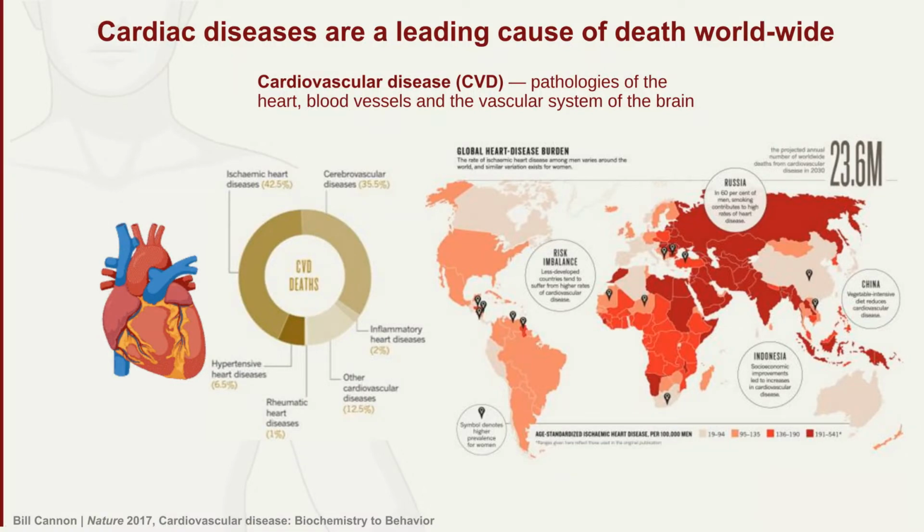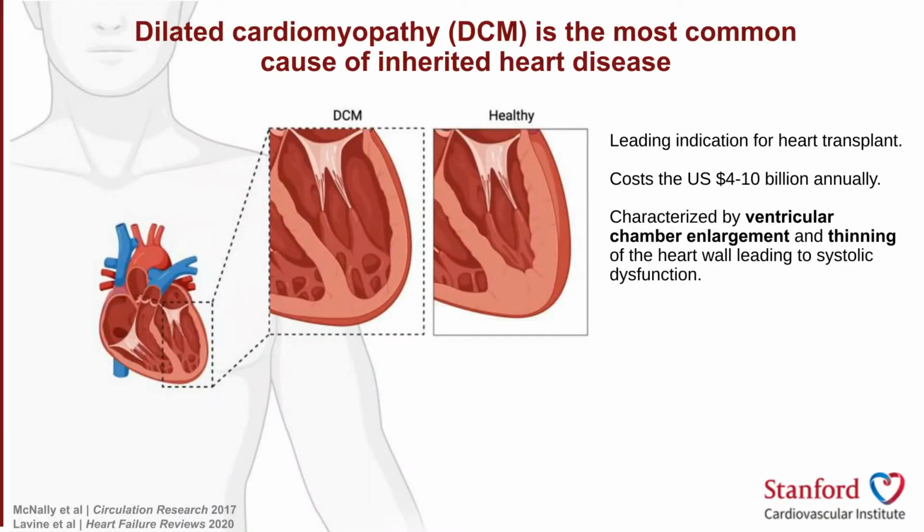So cardiovascular disease, which is broadly defined as pathologies of the heart, blood vessels, and the vascular system of the brain, accounts for nearly 1/3 of total deaths worldwide. There are various etiologies of cardiovascular disease that exist, and here I've highlighted just a few of them. But for today's talk, we'll focus on just one specific type of cardiovascular disease, which is the dilated cardiomyopathies. For the rest of the talk, this will be abbreviated as DCM.